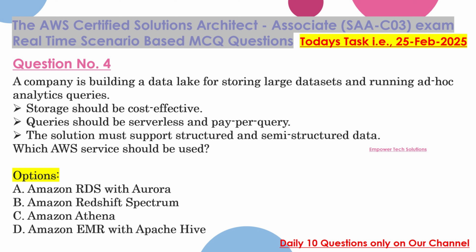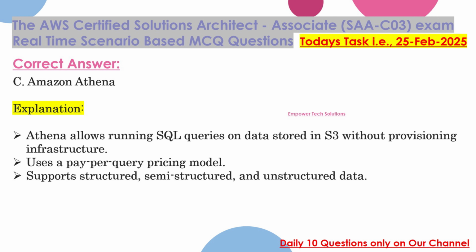Options: A. Amazon RDS with Aurora. B. Amazon Redshift Spectrum. C. Amazon Athena. D. Amazon EMR with Apache Hive. Correct answer: C. Amazon Athena.